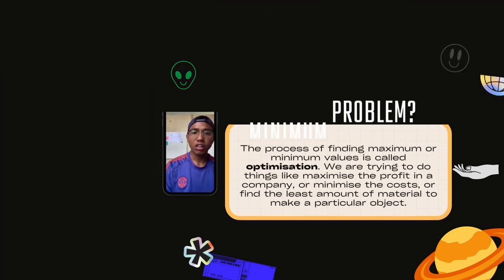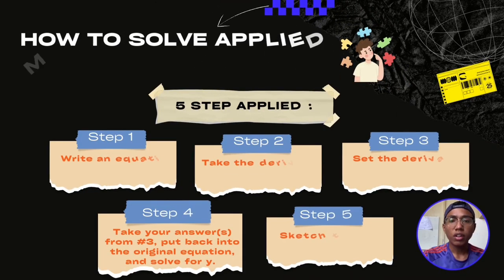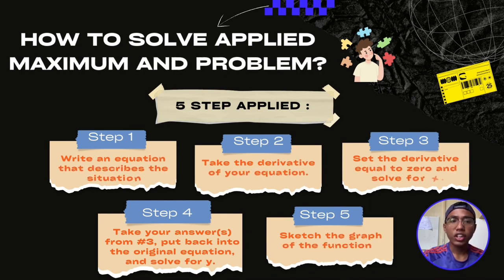are clearly stated. So the first step: write an equation that describes the situation, such as an equation that tells you how to calculate the time it will take to cross a river. And then the second step is to take the derivative of your equation. The third step is to set the derivative equal to 0 and solve for x.